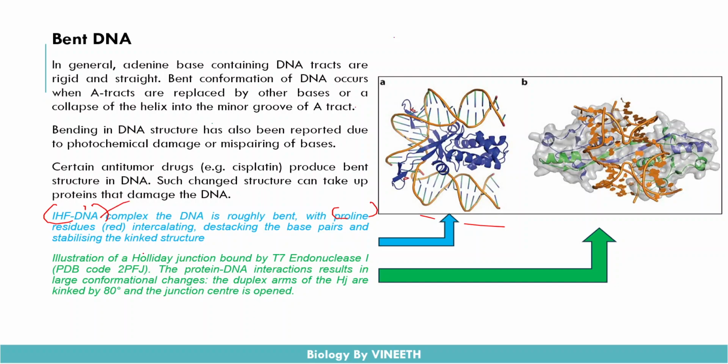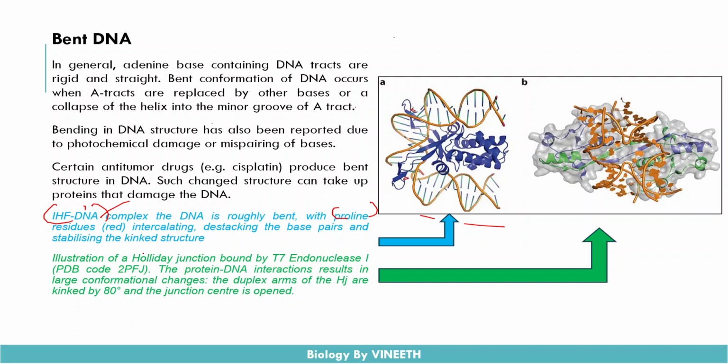The next one is the Holliday junction, as I've said. When the T7 endonuclease is bound to the Holliday junctions, it also produces a kink in the DNA, and this kink is about 80 degrees. This junction will be open for further exchange of genetic material, or for further recombination events. These are examples of bent DNA, which are unusual things, but these kinds of properties we will mostly see only for some time, for 10 to 20 seconds. After that everything gets normalized.